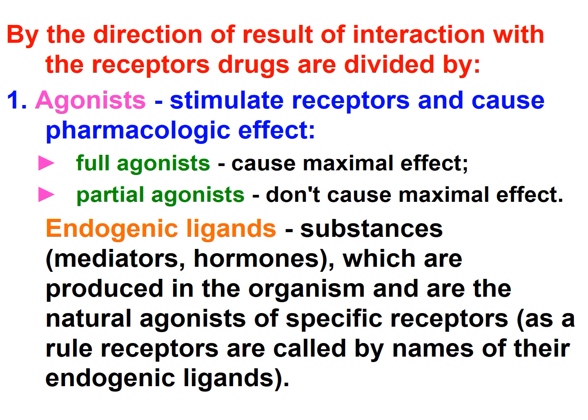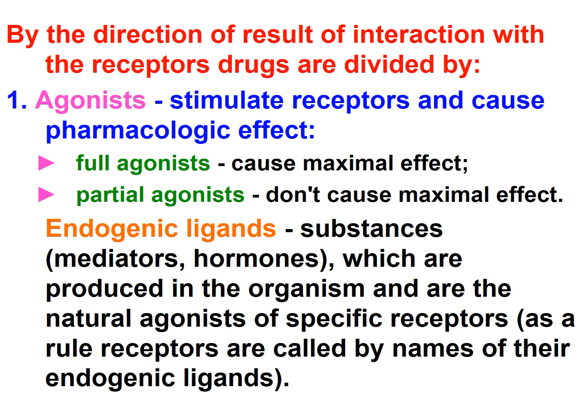So, by the direction of the result of interaction with the receptors, all the drugs are divided into agonists and antagonists. Agonists are the drugs that bind to some kind of receptors, stimulate these receptors, and cause pharmacological effect. Agonists are classified into full and partial. Full agonists cause maximal effect. So these are the drugs with high intrinsic activity. And partial agonists do not cause maximal effect.